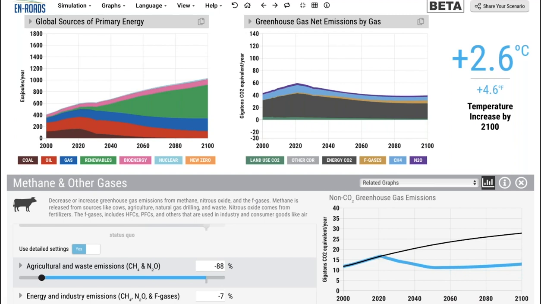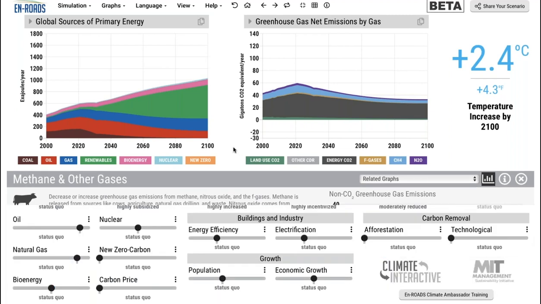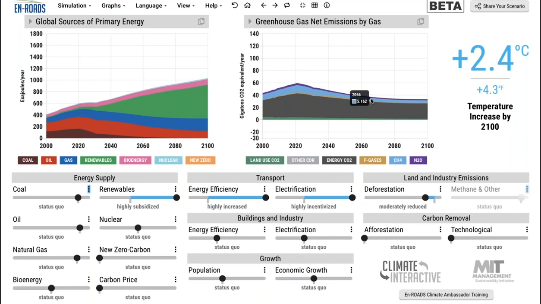And you see, as I do this, this reduction from our methane and other gases sector has a significant impact. We started at 2.9 before I moved that agricultural and waste emissions slider, and now we're down to 2.4, well on our way to reaching that goal of limiting warming to well below 2. But is it enough on its own?